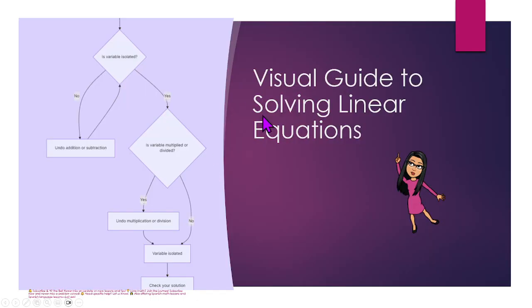And here's a visual guide to solve a linear equation. We have here, if the variable is not isolated, then we have to undo addition and subtraction. If it is already isolated, then is the variable multiplied or divided? If it is, then you have to undo the multiplication or division, isolate the variable and then check your solution. If it's not multiplied or divided, then that means that the variable is already isolated and you have to check your solution. Okay, so this is just a visual of what we just reviewed, and make sure you have this in your notes.